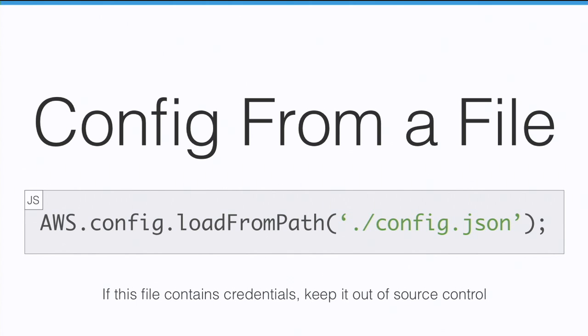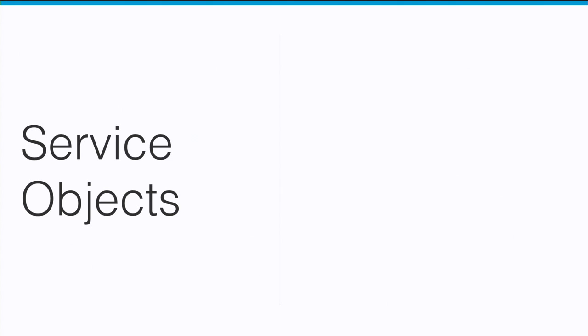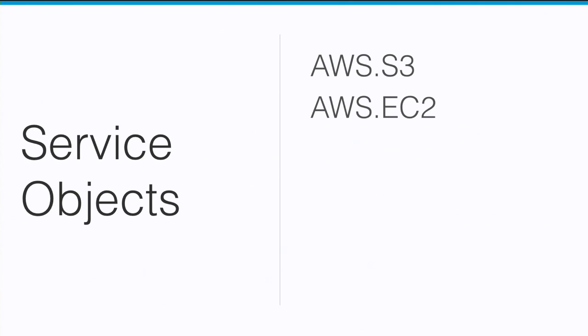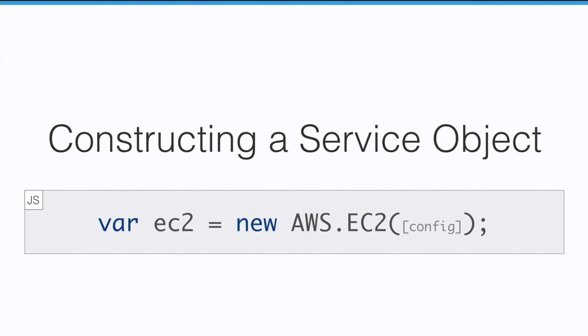So you've configured the SDK and you want to use it. Let's talk about how you can work with services. The SDK comes bundled with a bunch of service objects, and they're effectively classes that you can use. So things like AWS.S3, AWS.EC2, DynamoDB, SQS, SNS, and more. To construct a service object, you basically just do new AWS.EC2, and you can pass in optional configuration. If you pass in optional configuration, that will be specific to the service object that you've constructed, and it will inherit the global configuration from the AWS.config object.